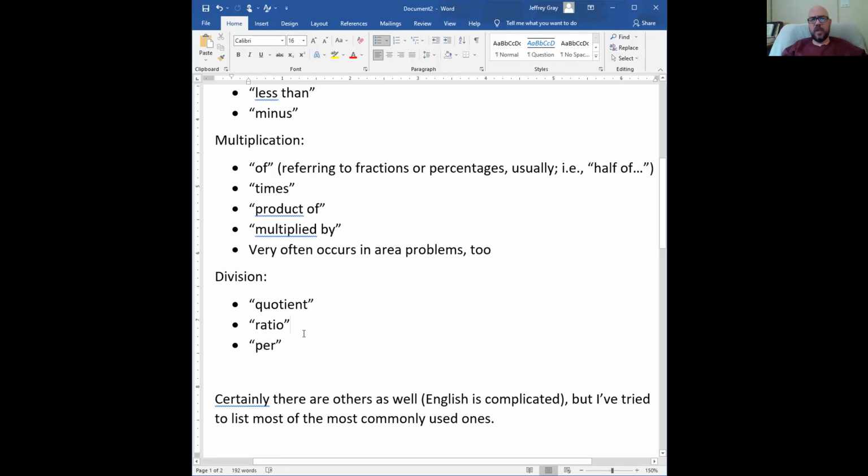Quotient and ratio both mean divide, right? Like the quotient of A and B is A over B. The ratio of A and B is A over B. Certainly there are others as well. English can be really complicated, and you can say things in a lot of funny ways, and sometimes math books do. So you have to be on the lookout for different words that can be used. But I try to get most of them here. You'd have to use a pretty tortured sentence to use ones that I didn't use here.